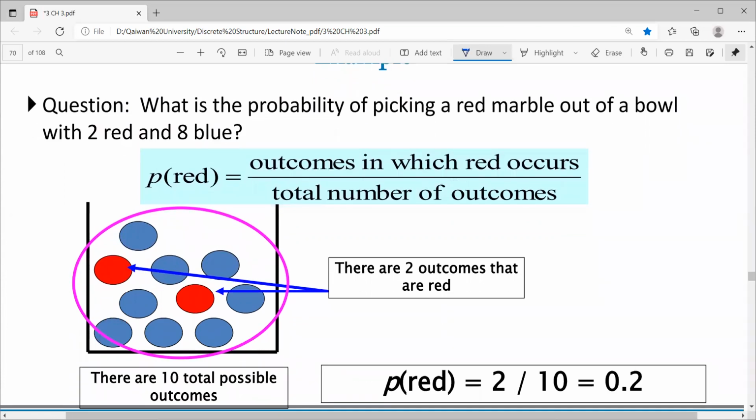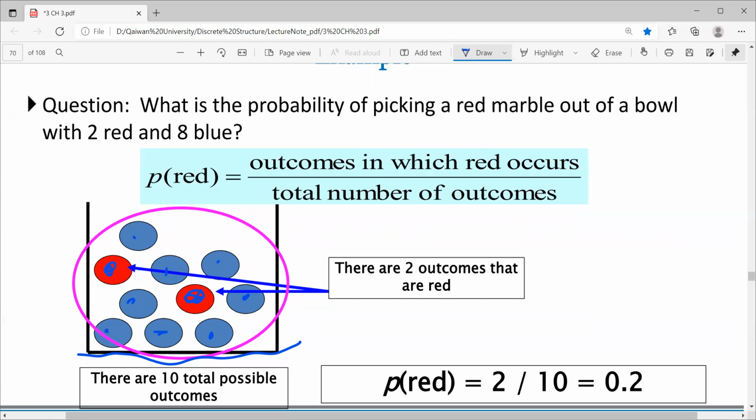Here we have a bowl. In the bowl, we have 2 red marbles and 8 blue marbles. That means, what's the total of marbles? 10. So what's the probability of taking a red one? Why? Because we have 2 outcomes of the color and the total of outcomes is 10.